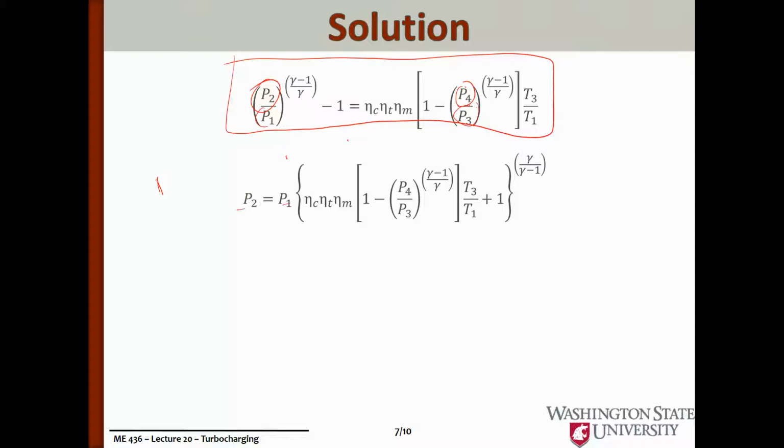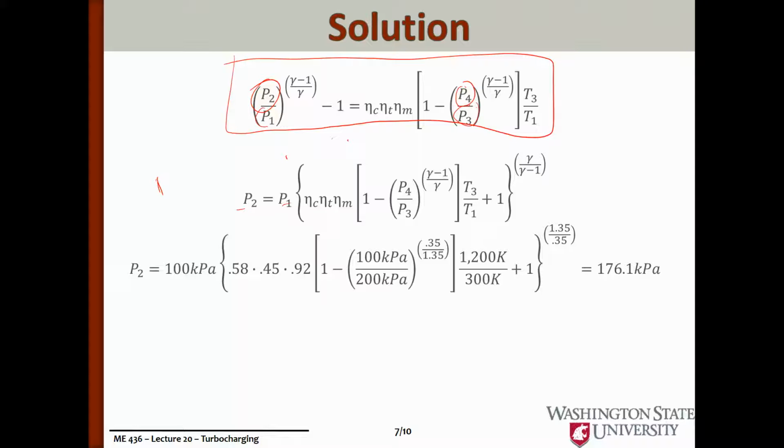P2 is a function of P1 and all of this. We substitute in the numbers given in this problem, and I find that the engine was boosted to 176 kilopascal inlet pressure. So that's it for turbos.